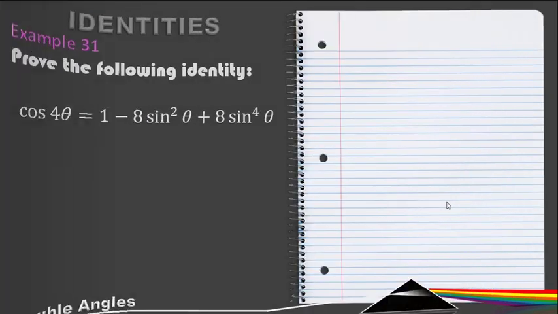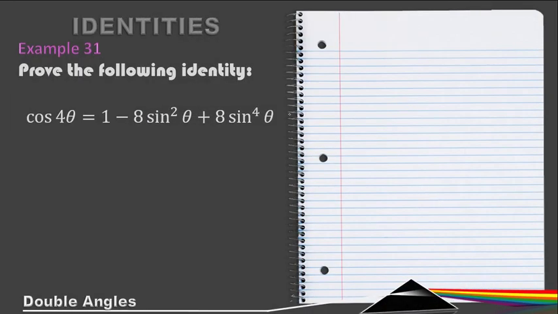So prove the following identity: we have cos 4 theta is equal to 1 minus 8 sine squared theta plus 8 sine to the power of 4 theta. Alright, so what we can do is basically just start by expanding this one. So left hand side is equal to cos 4 theta. Now expanding it, we need to decide which identity to use, and since we see on this right hand side we only have sines, I'm going to use the sine formula.